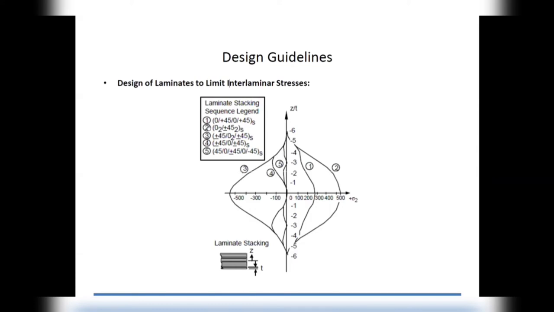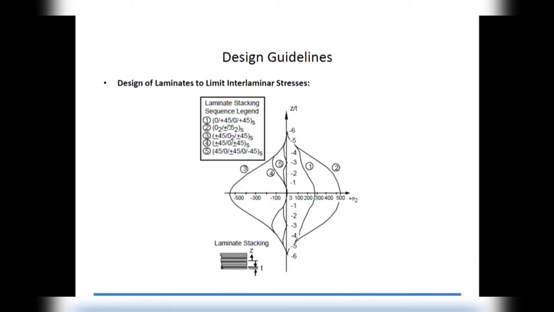Okay, and that's 2 here and 3 here. And so those are resulting in huge stresses. But number 5 results in a much better situation. So again, you want to make sure that your design can reduce the amount of interlaminar stresses. If you can do that, you prevent potential for delaminations.